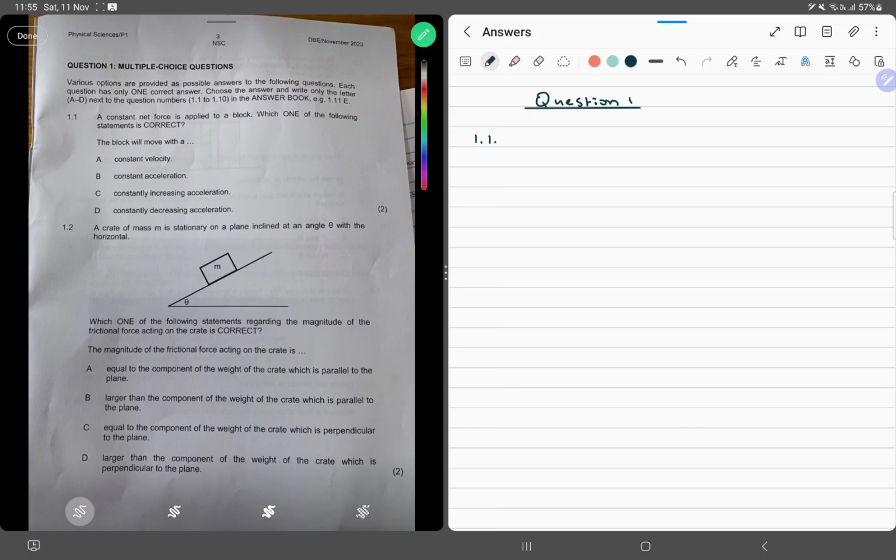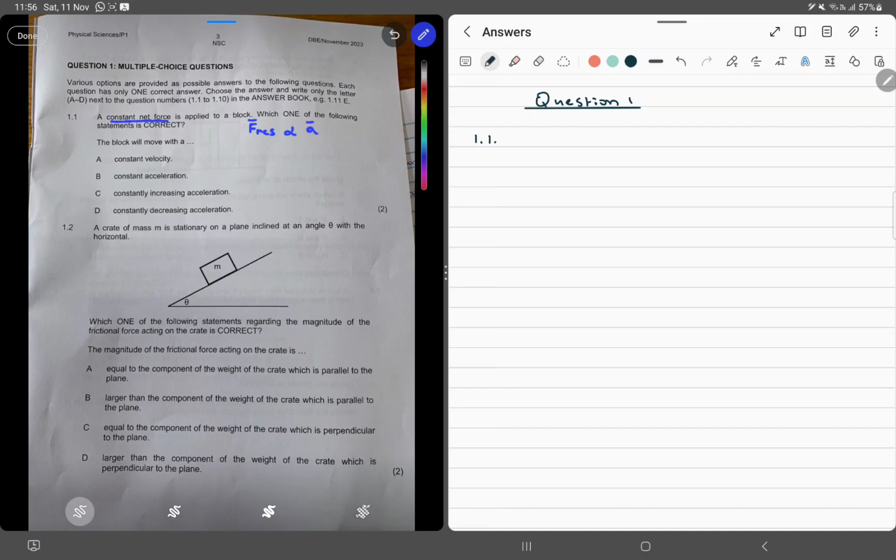So 1.1, we are told here a constant net force. So once you hear that word constant net force, what do we know? We know that the force is directly proportional to acceleration. Okay, maybe let's write it properly. We know that the resultant force is directly proportional to its acceleration. Okay, so that means if the force is constant, so will the acceleration, right?